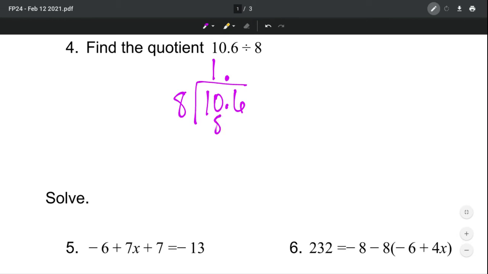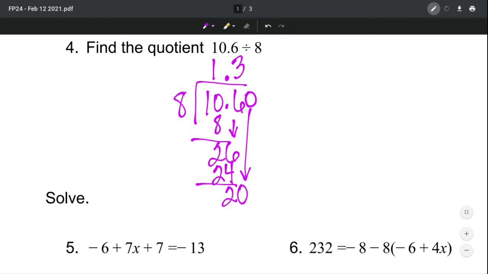1 times 8 is 8 with 2 left over. And we're going to bring down the 6. So 8 goes into 26 3 times. And then we have 2 left over. And then we get to the point where you can't have 1 3/10 and then 2 eighths. You can't do that. So we're going to have to annex a 0 and bring it down, because there's an infinite number of zeros there that we could just continue to utilize.